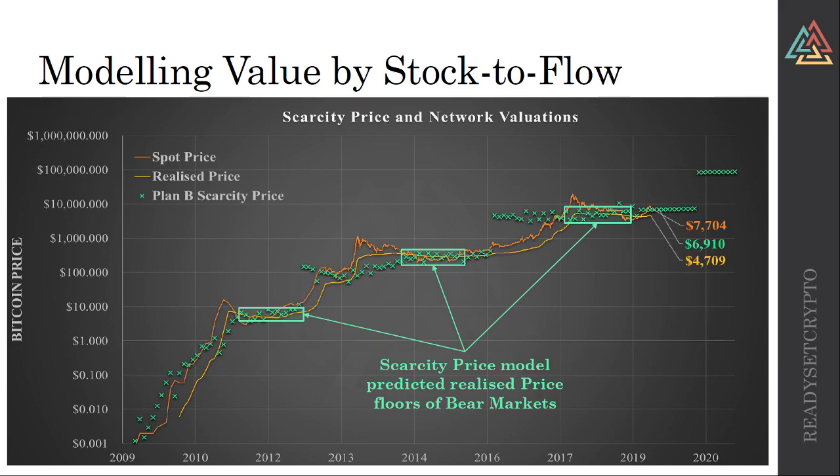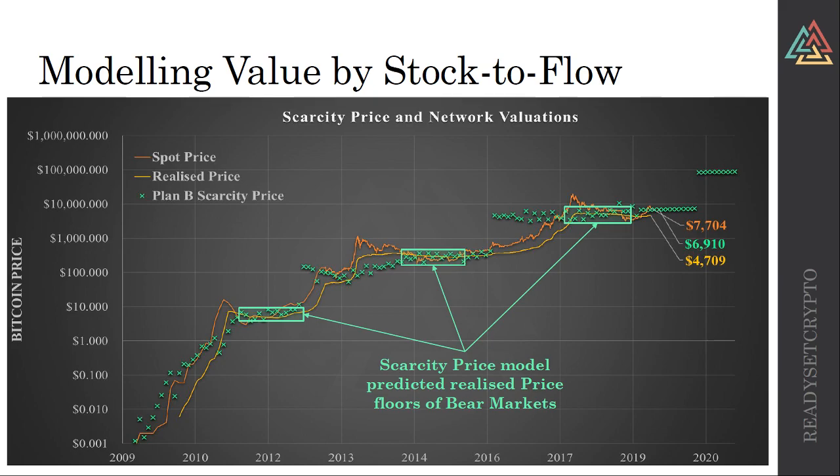So this is using Plan B's data and mapping out, in the yellow line, the realized price, which is effectively the cost basis for the whole market, or the price that all the coins last moved, which we covered in episode 1. In the orange you've got the market cap, or the spot price, more or less. And then in the green are individual data points along Bitcoin's history where we have a stock to flow number and we have a Bitcoin price.